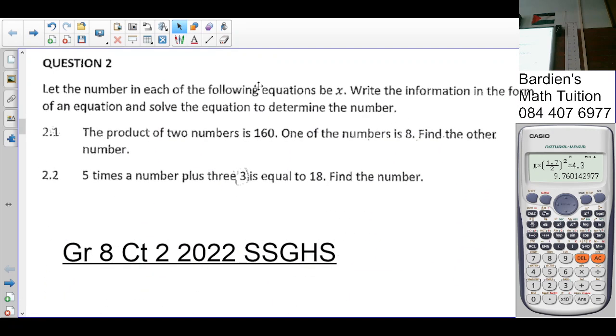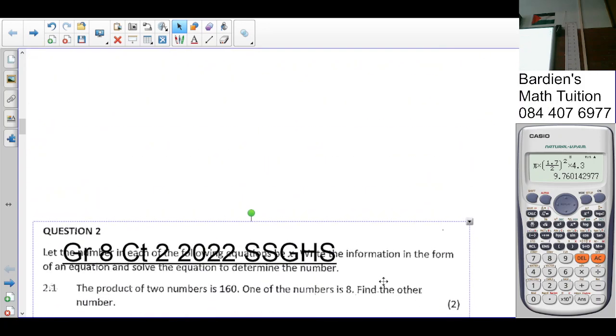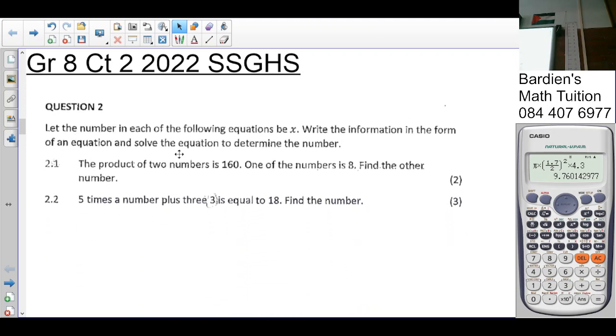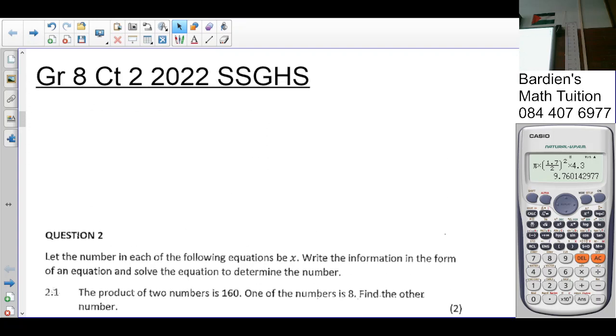Question 2, we've got our word problems here. In 2.1 we are told, let the number in each of the following equations be x. Write down the information in the form of an equation, then solve the equation to determine the number. Okay, so the first case: the product of two numbers is 160. One number is 8. So 8 multiplied by something is 160.